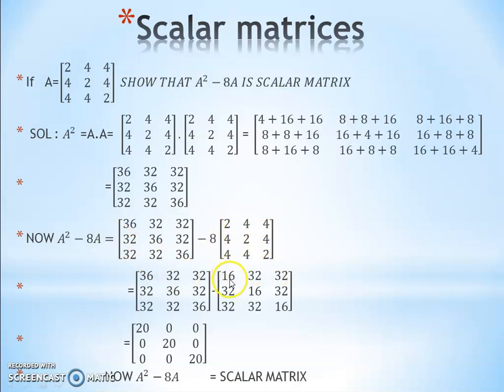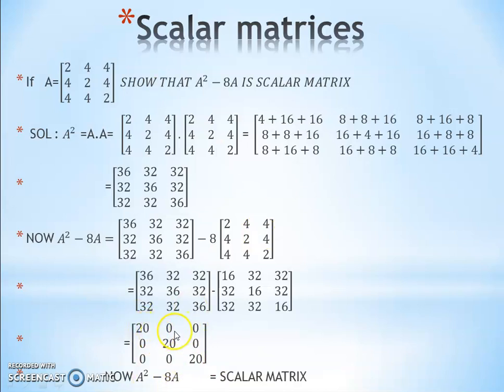So we have to multiply 8 into 2, 16, 8 into 4, 32, 8 into 4, 32, 8 into 4, 32, 8 into 2, 16, 8 into 4, 32, 8 into 4, 32, 8 into 4, 32, 8 into 2, 16. So the minus symbol is there between the matrices. We have to take the subtraction. 36 minus 16, 20. 32 minus 32, 0. The remaining 32 minus 32 entries are 0, and 36 minus 16 is 20 on each diagonal position.